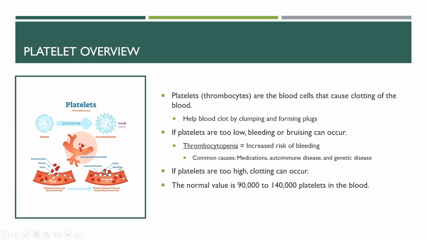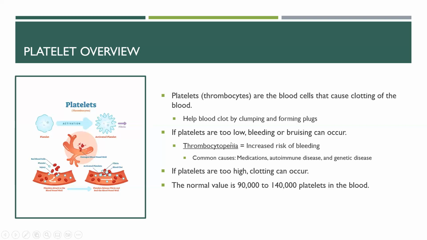On this picture here, you can see how we've got a tear in this blood vessel, and all of these platelets, see activated platelets here, all coagulate right here to stop the bleeding. If we didn't have platelets, basically we would bleed and bleed and bleed. Now, if platelets are too low, bleeding or bruising can occur. So thrombocytopenia is increased risk of bleeding.